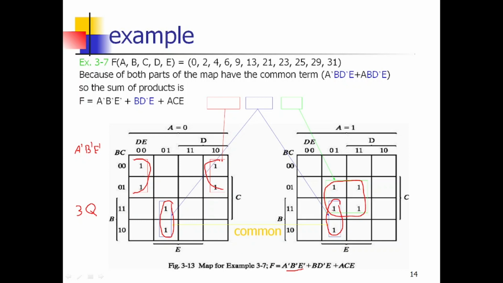And what about this green quad? For this green quad, A is there. In this, B dash plus B becomes 1. So here is C. And in this, D dash plus D becomes 1. Remaining is E. So ACE is the term obtained for this green quad. So this is the term here, ACE.